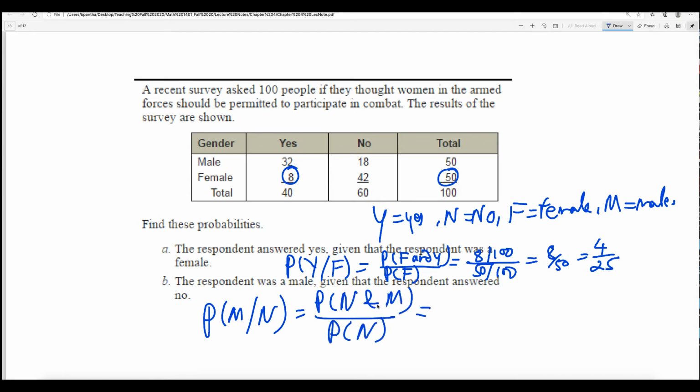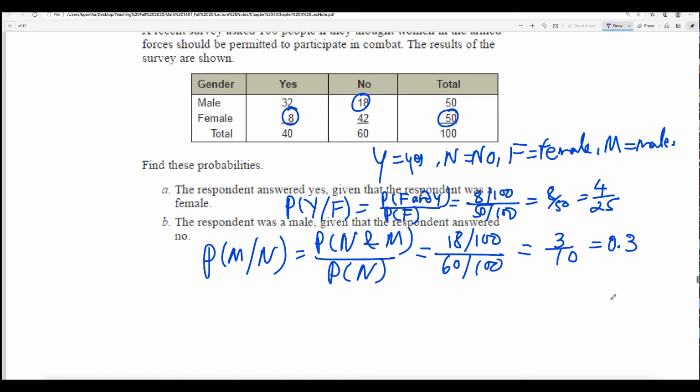What is the probability of N and M? N and M is 18, right? So 18 over 100, because you need to divide by the total to find the probability. Divide by probability of no. How many said no? 60. So 60 over 100. If you divide that, you get 18 over 60, which is 3 over 10, or 0.3 in other words.